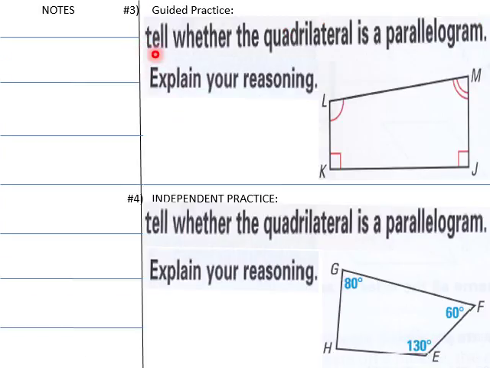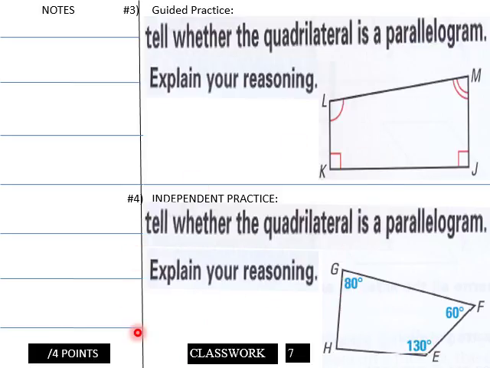Okay, teachers, another guided practice. Tell whether a quadrilateral is a parallelogram. Explain your reasoning here. And down here, same thing. Explain your reasoning. Give your students 3 minutes on this.